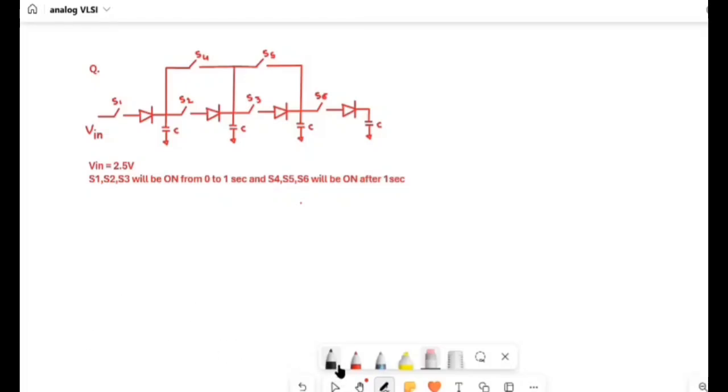Let's see a simple and tricky question from an analog VLSI written test. This kind of question is mostly asked in written tests, so there is a high chance of committing a mistake. Let's try to decode this one.